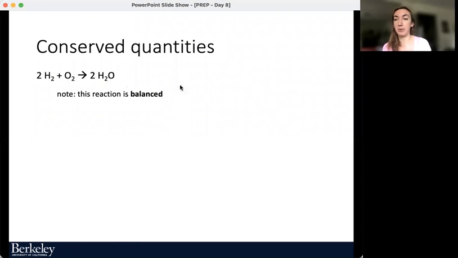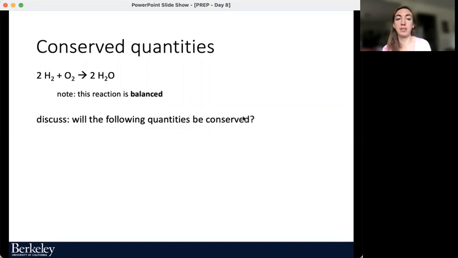I'm going to sound like a broken record today, but please don't ever do anything without balancing your reaction first. Once you get a lot of practice with balancing, it'll take you 5 seconds to check whether your reaction is balanced. So it's always worth doing. It's a very easy way to do a ton of work later in your problem and have it be completely wrong if your reaction is not balanced.